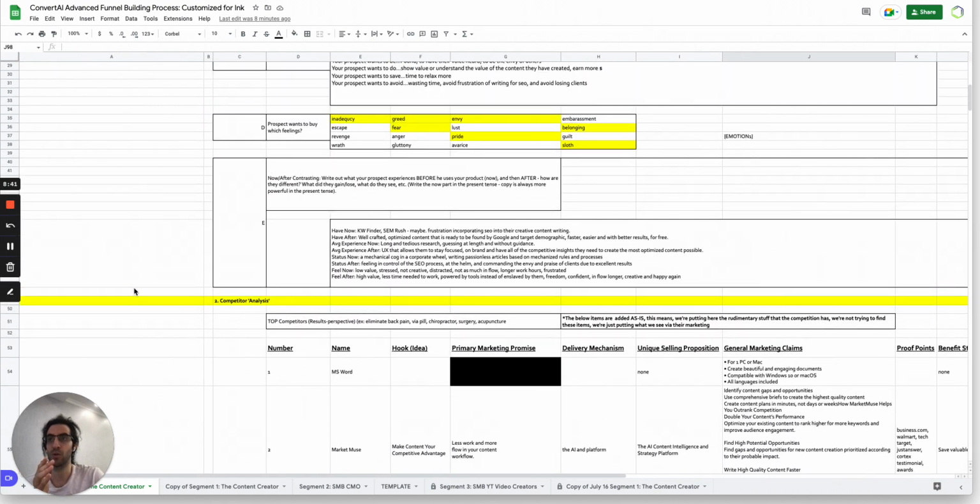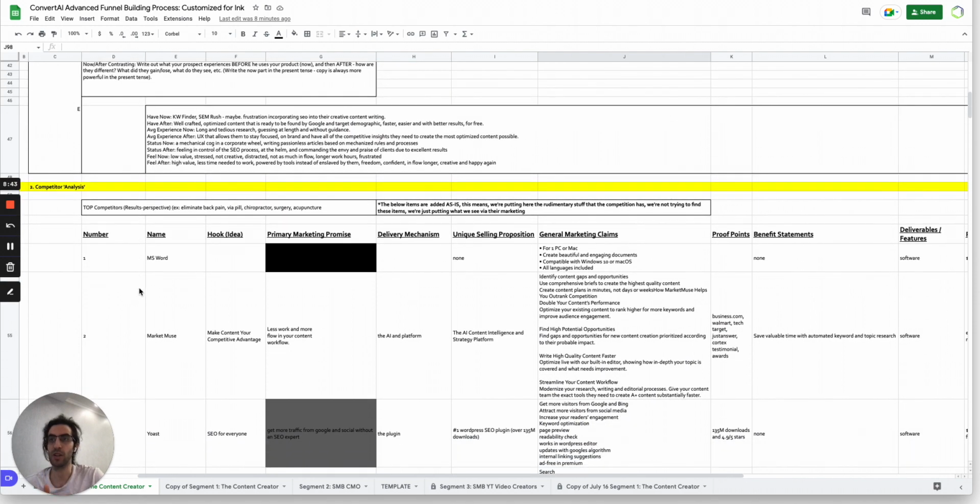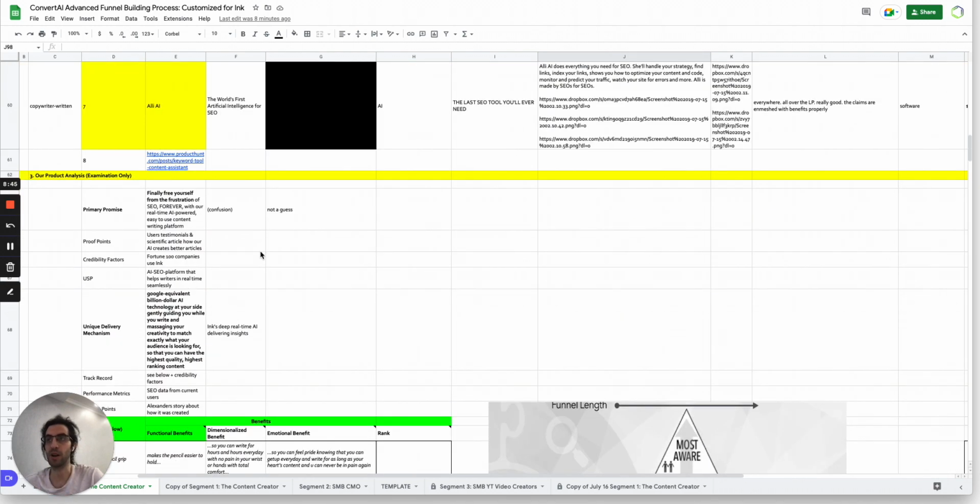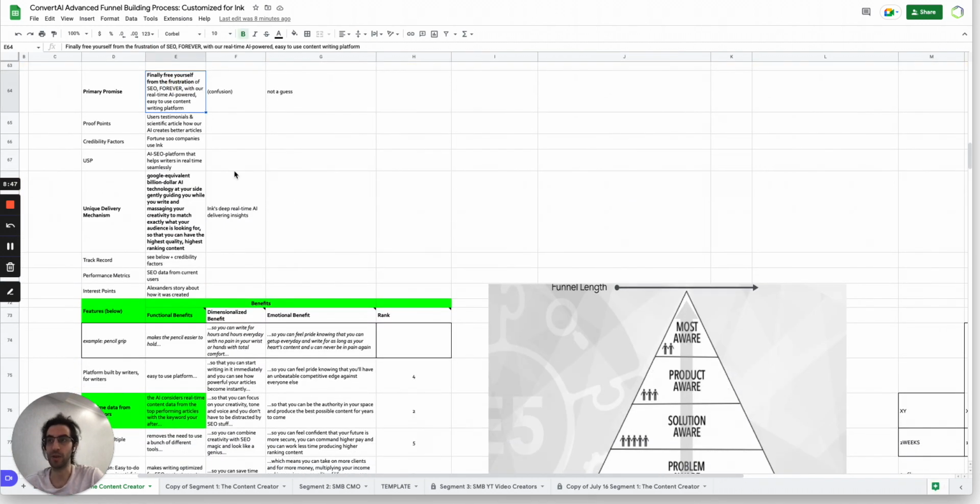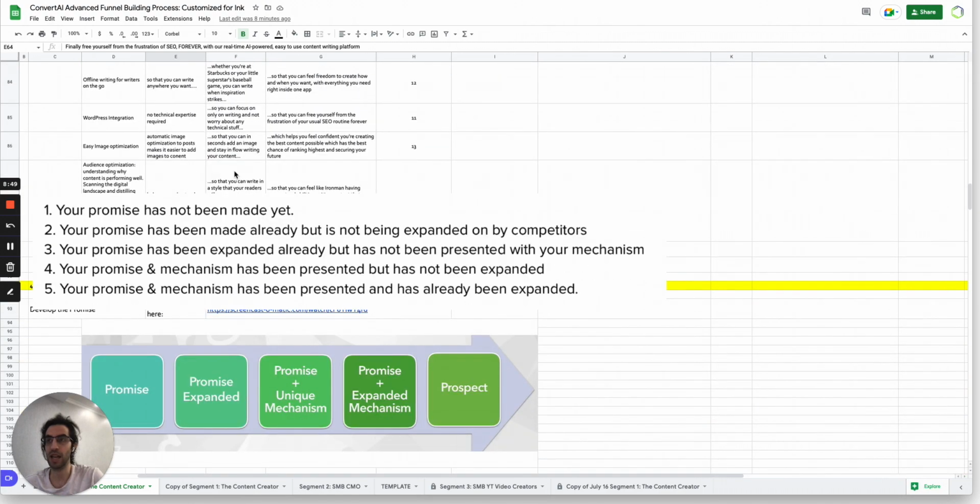So just to wrap this up, you want to make sure you know who your avatar is. You know who your competitors are. You see what their primary marketing promises are. Then you make your primary marketing promise, and you make sure that this promise is at an appropriate level for where the market is at. And when you do this, now this is the core of your marketing.